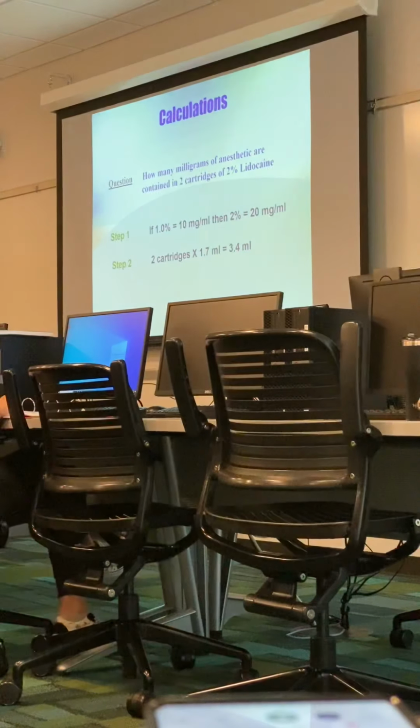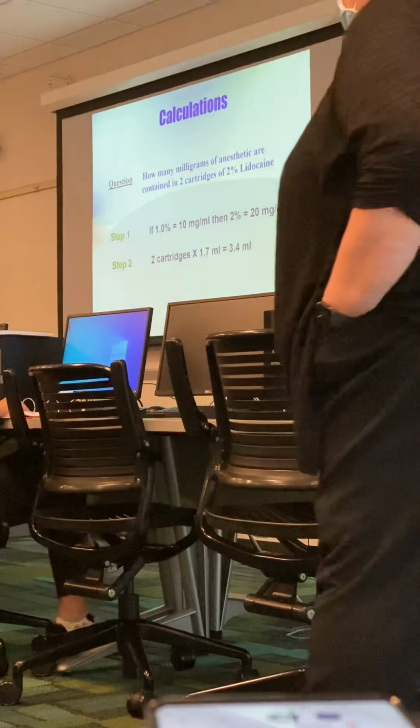And we know that a cartridge contains 1.7 milliliters, so 2 cartridges would be 3.4 milliliters. We know that we have 20 milligrams per milliliter, and we have 3.4 milliliters, so if we multiply, we have 68 milligrams of anesthetic in 2 cartridges of 2% lidocaine. Does everybody see how I got that?